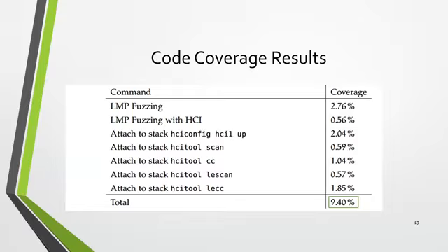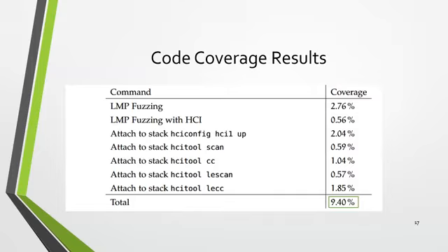The first is LMP fuzzing, or link management protocol fuzzing. This directly targets the link management protocol, which is responsible for handling Bluetooth device connections and authentication. It covered 2.76% of the code. Next, LMP fuzzing with HCI. This extends the link management protocol fuzzing by incorporating higher level host controller interface commands, which trigger additional host controller interface handlers and UART. That covered about 0.56% of the code. And then the rest of the remaining commands are HCI attach commands.